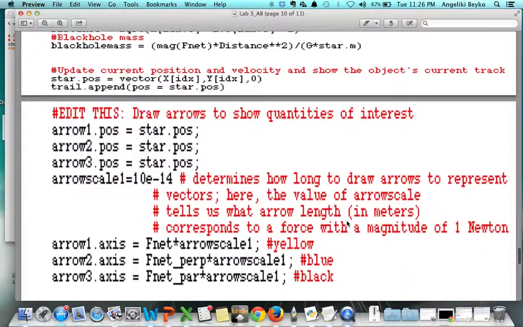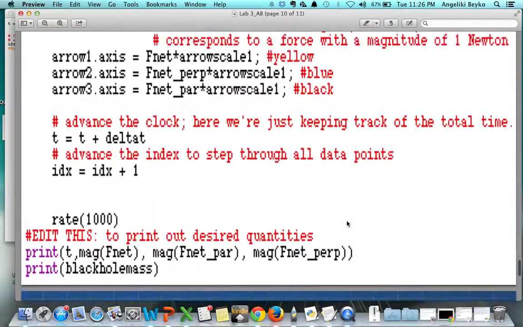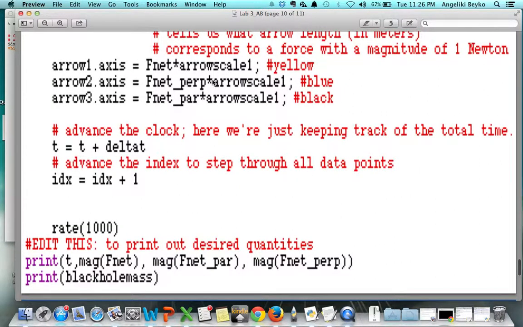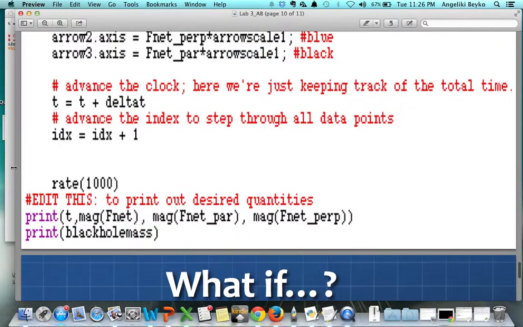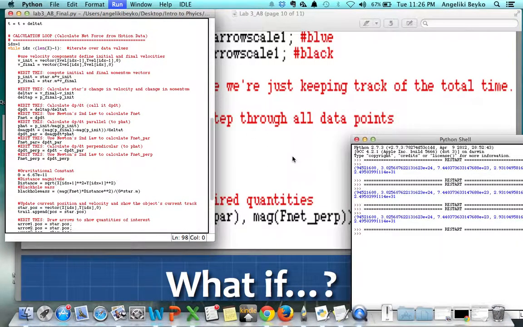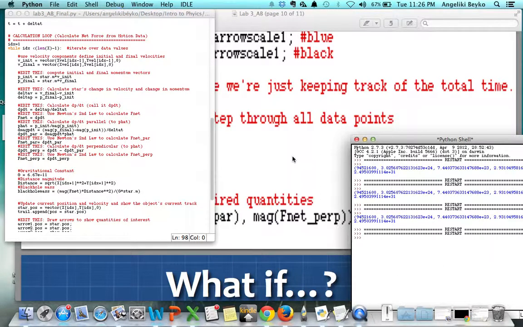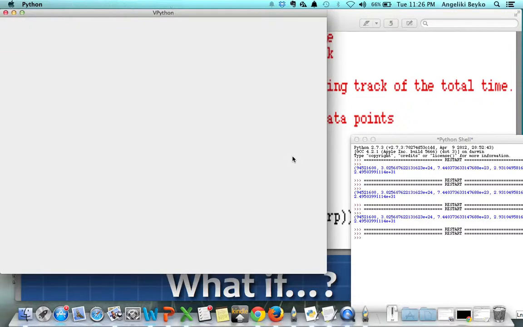So these are the arrows for the visualization. Yellow is F net, blue is F net perpendicular, black is F net parallel. And so now we're going to run the visualization. There it is.